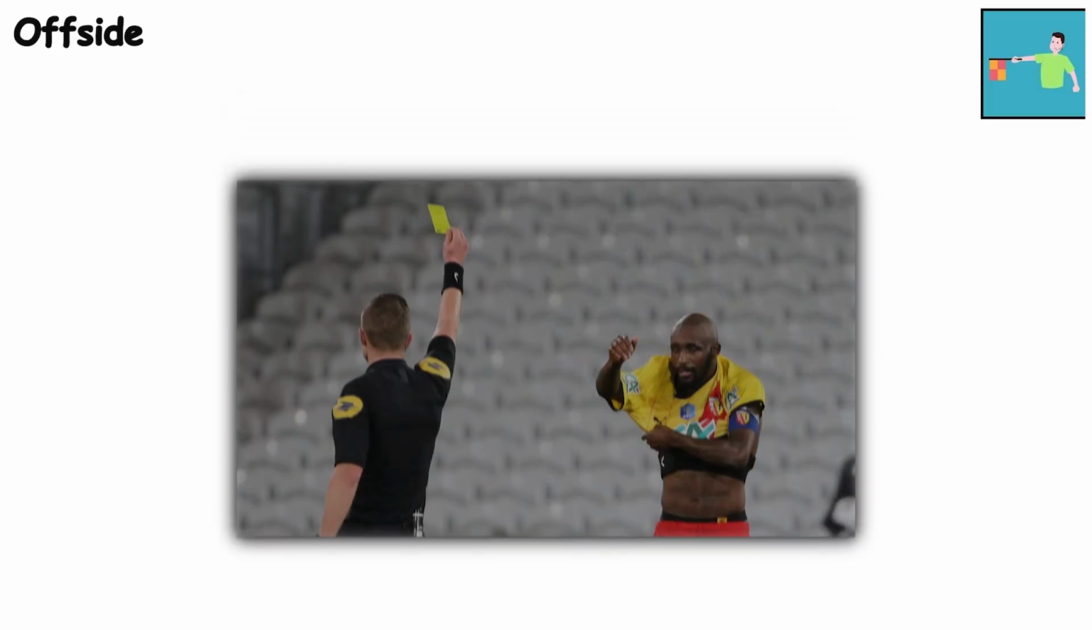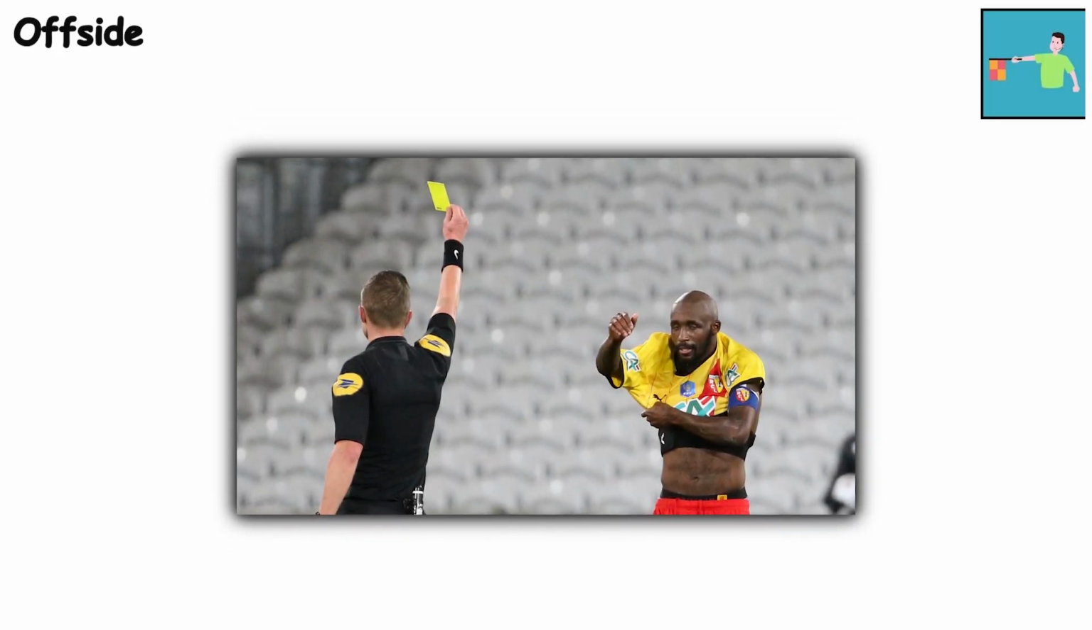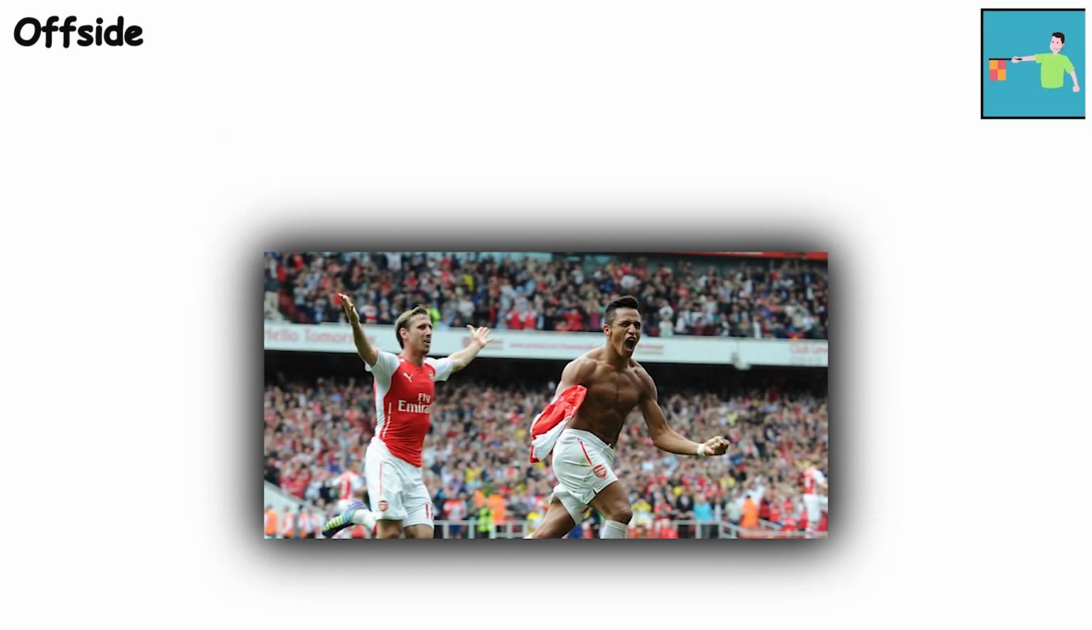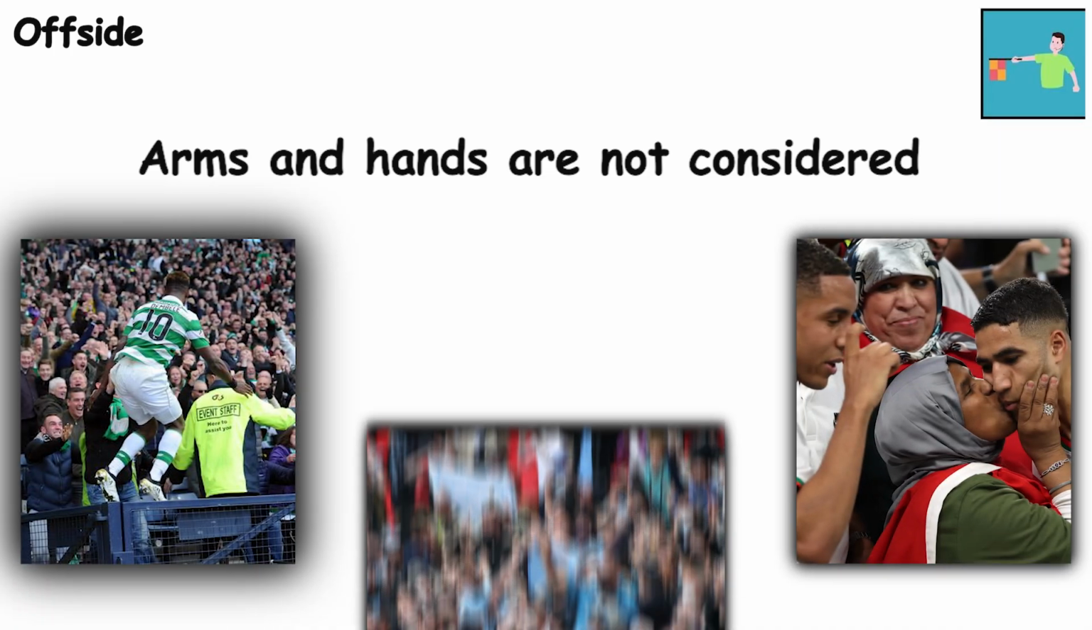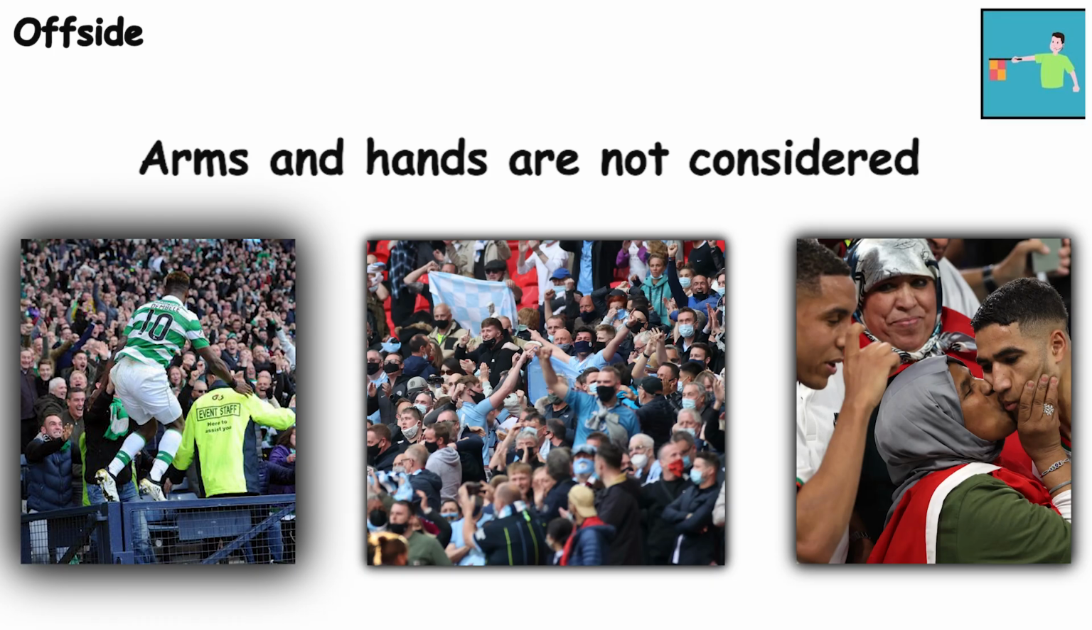Offside. A player is in an offside position if they are in the opponent's half, and any part of their head, body, or feet is closer to the opponent's goal line than both the ball and the second-to-last defender. Arms and hands are not considered when determining offside position. Simply being in that position doesn't constitute an offense on its own.